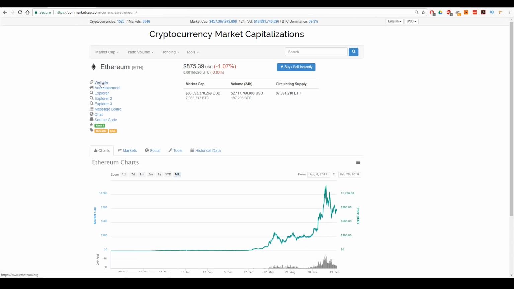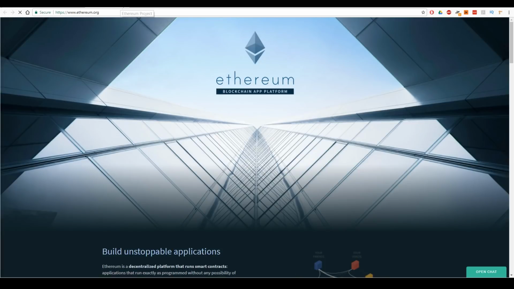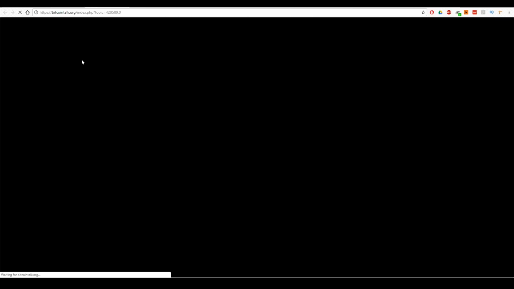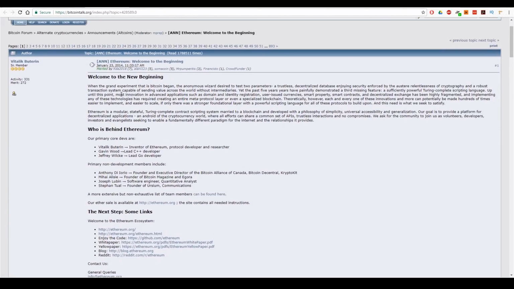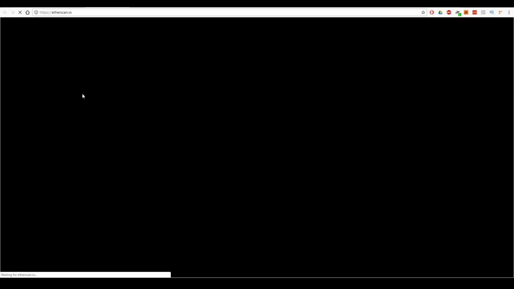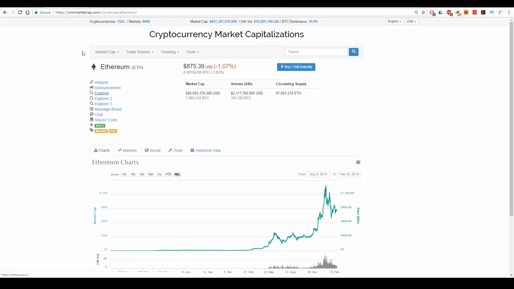So coming down the list here again, we've got websites. If we click on this one, this will take us to the official ethereum.org website. We've got an announcements one here as well. On Bitcoin Talk, this is where significant announcements for Ethereum are posted. We've got the Ethereum block explorers as well, just like Bitcoin. Looks a little bit different, but essentially the same. You can look at all sorts of information, smart contracts and all sorts of stuff.